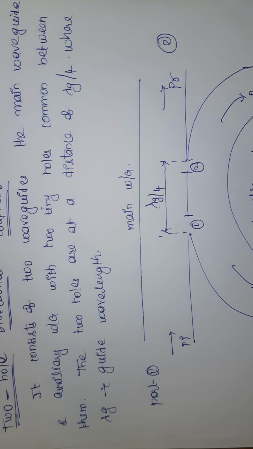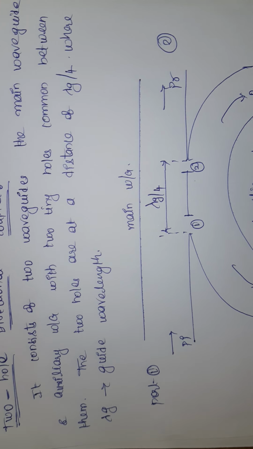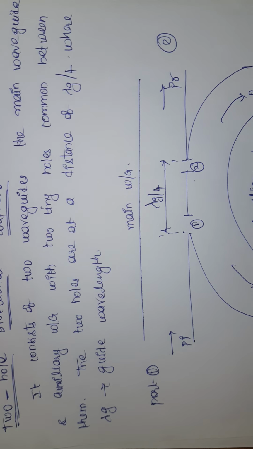Hello all. In the last session we discussed directional couplers. A directional coupler is used to measure small amounts of power. We also discussed the parameters describing the performance of a directional coupler. And now I am going to discuss the two-hole directional coupler.